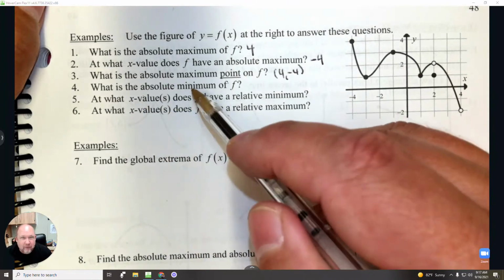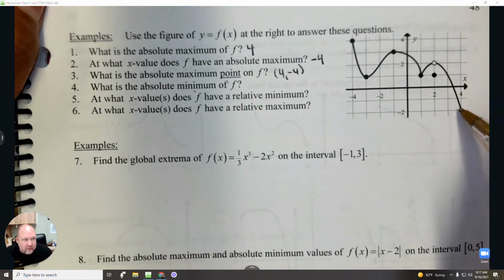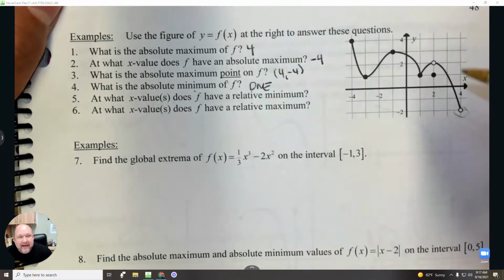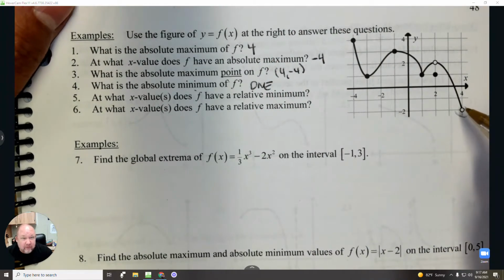What's the absolute minimum of the function? Notice there's a hole. That means it doesn't exist. We don't have an absolute minimum because the lowest value there is a hole.